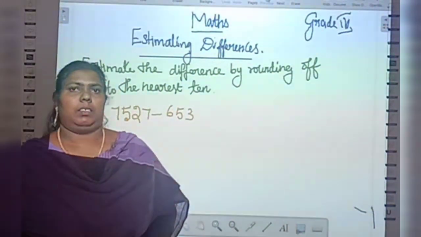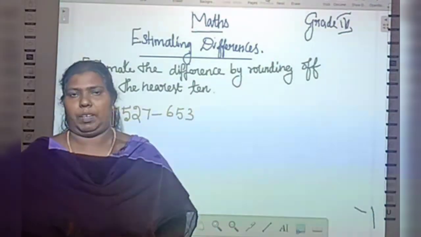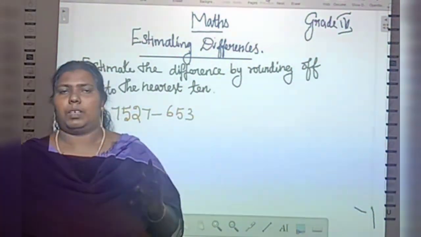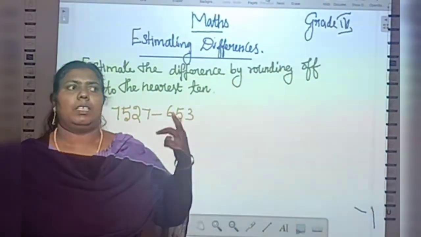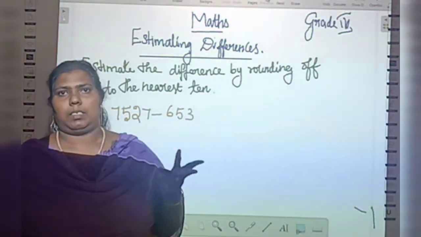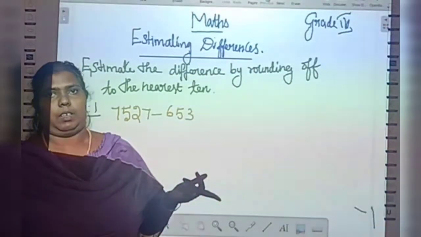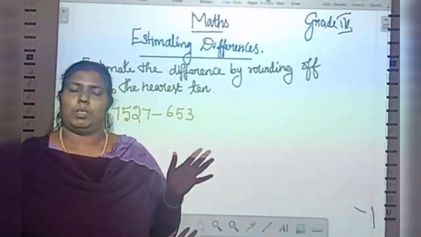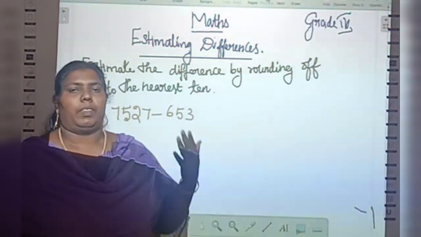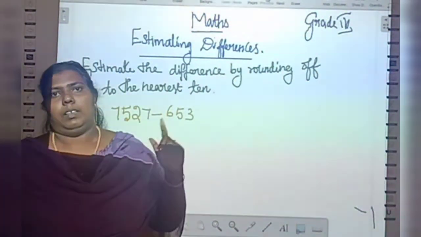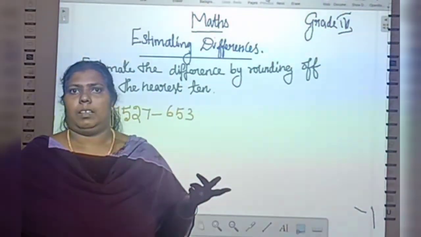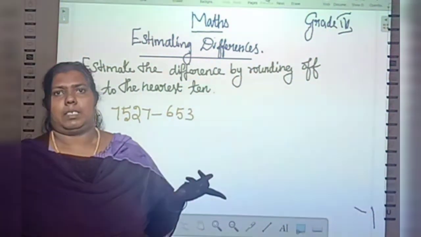Have we learned the properties of subtraction? Yes, two properties we learned. What is the property? The first one is if you subtract the same number, what will we get? We will get 0. For example, 75 minus 75, how much will we get? We will get 0. Then the second property: if you subtract 0 from a number, what will we get? We will get the same number itself.